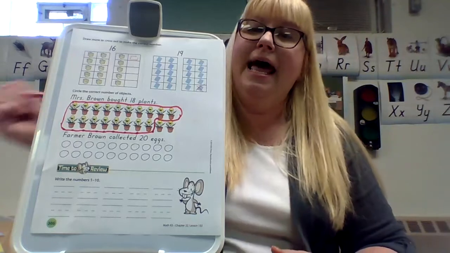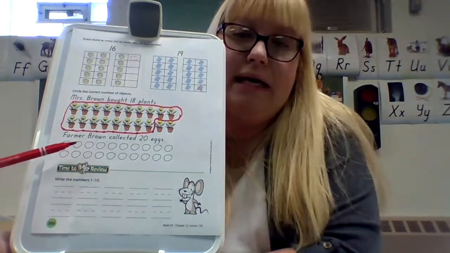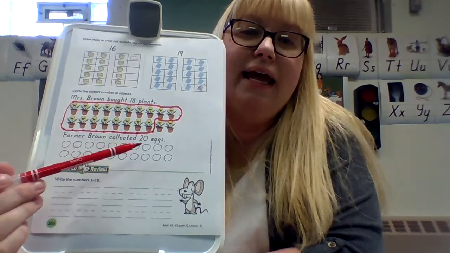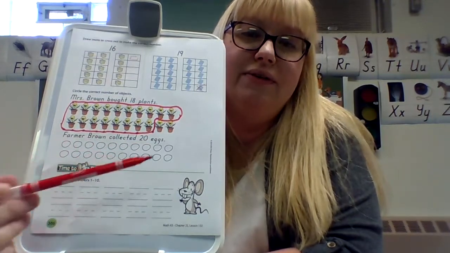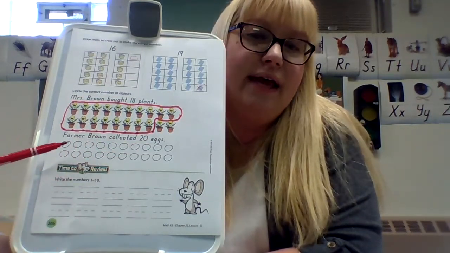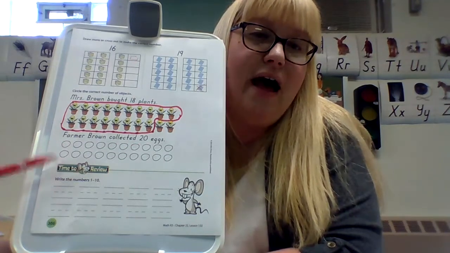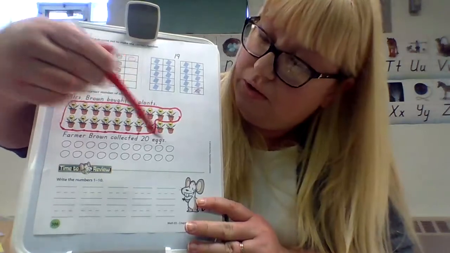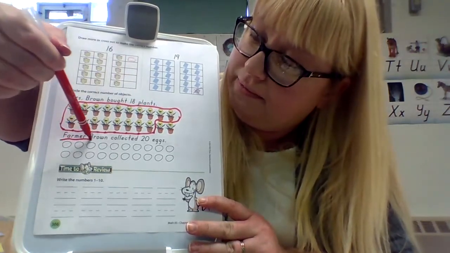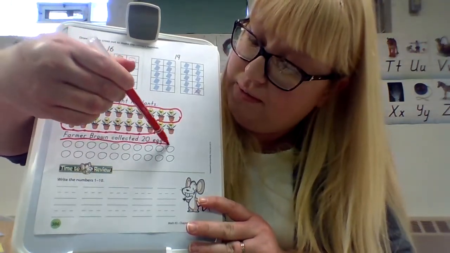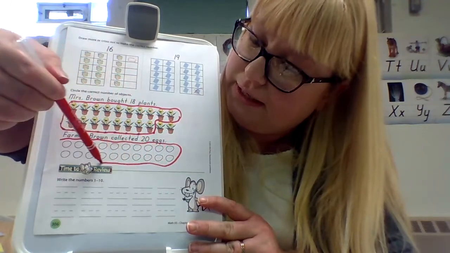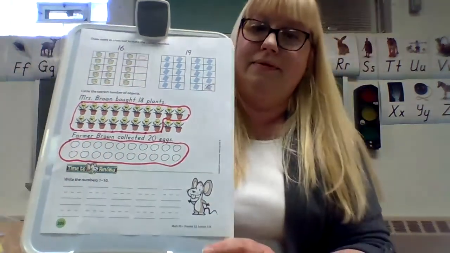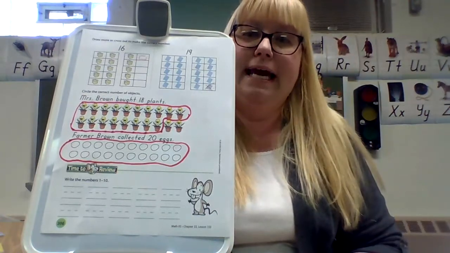All right, next. Oh, they go easy on us here. Farmer Brown collected how many eggs? 20 eggs. And we know there's 10 in each row. So let's count 10, 20. So we're going to circle all of them. All 20 eggs. So you're going to circle both rows like this. All 20 eggs.